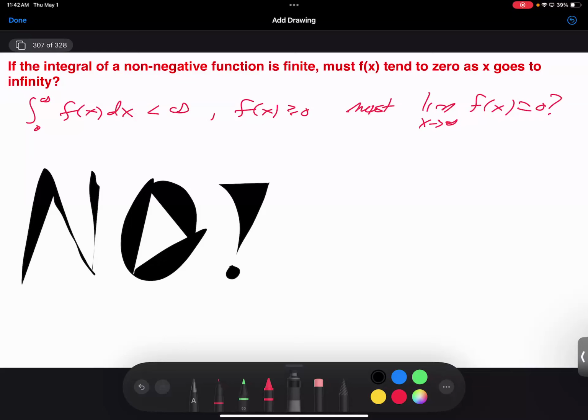So what's your function? If I say f of x equals 1. Okay, so if the function f of x is 1, then the integral would be infinite. Oh, wait. And if the function is 1 up until some point when it becomes 0, then it works.